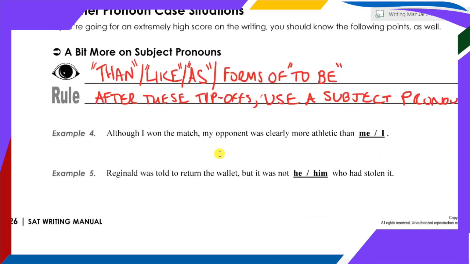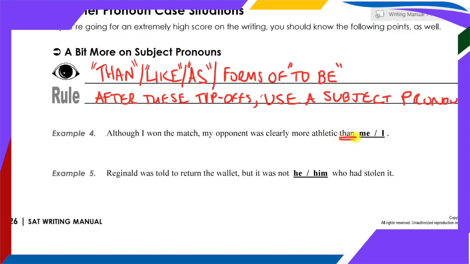In example number 4, although I won the match, my opponent was clearly more athletic than me/I. Most of the time, if you are speaking or listening to somebody speak, you would probably hear something like, my opponent was clearly more athletic than me. That, unfortunately, is not correct. What you need to do is apply the rule that we just discussed.